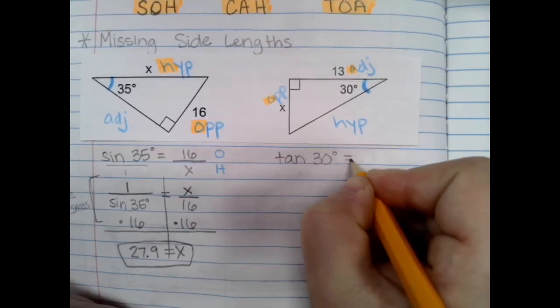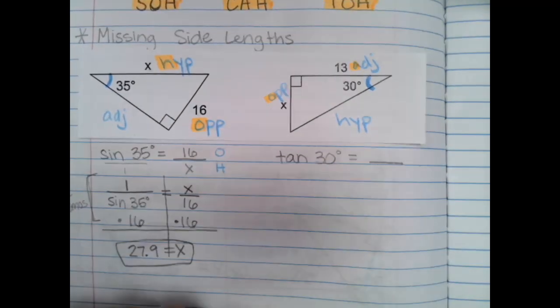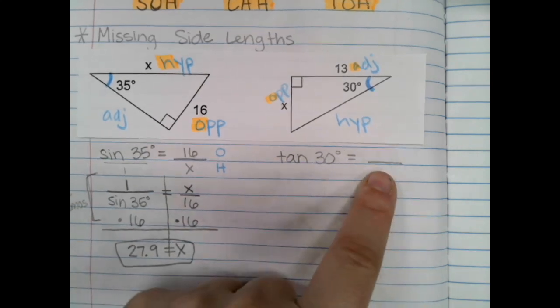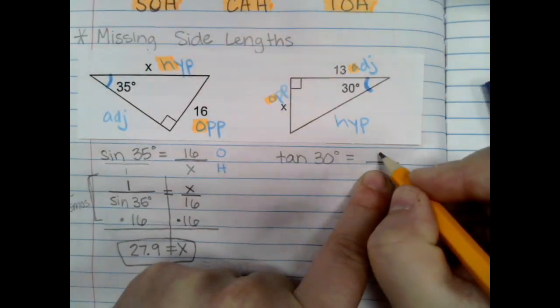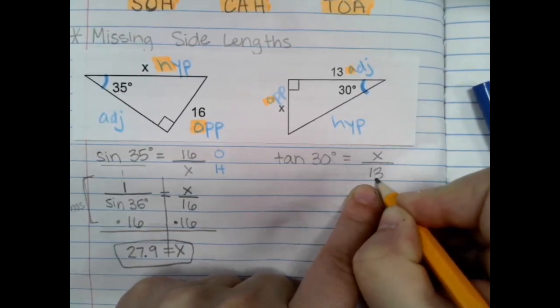And then for tangent, what do I want on top? Is it opposite over adjacent or adjacent over opposite? Good. Opposite over adjacent. So what is my opposite? X over my adjacent? 13.